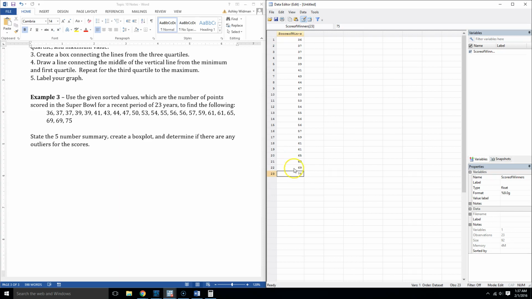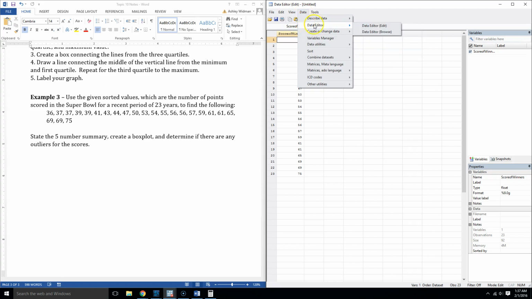So I double checked my data, and this is the last time that I will show the data entry. So the 5-number summary we're going to get from the original descriptive statistics menu that we were using. So this is describe data and then summary statistics.